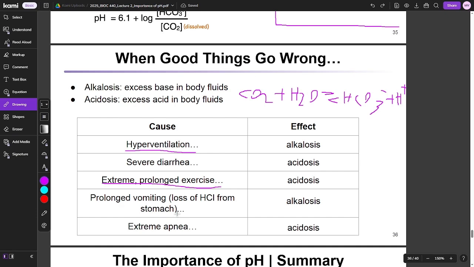Extreme apnea, let's assume that it means closage of that airway, so you can't breathe. More CO2, this way, more H+, more acidic. Acidosis, that makes sense.